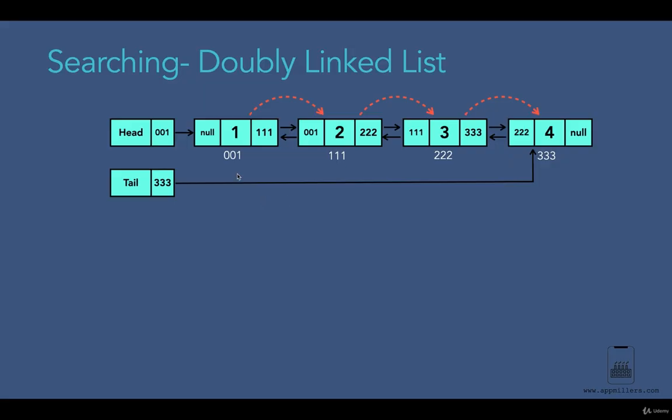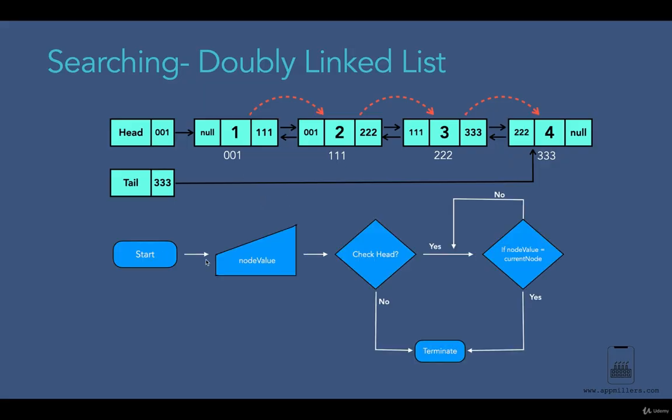Now let's see how the algorithm of this searching looks. Our algorithm starts by taking the node value. This is the node value that we are going to look for. Then the first thing that we are going to do is check if head is equal to null. This means that our double linked list does not exist, so we are going to terminate our algorithm over here. Otherwise, we are going to continue visiting all nodes.